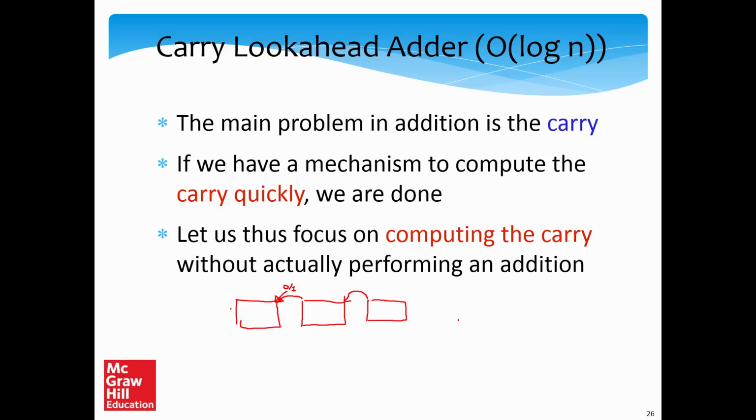Essentially, we get a time complexity which is k plus n by k, and we differentiate it and find the optimal value of k to be square root of n, and thus the total time is order of square root of n. But essentially, all our benefits came from computing the carry very quickly. So let us thus focus on computing the carry without actually performing the addition if required. Some kind of a shortcut to get rid of this carry business.